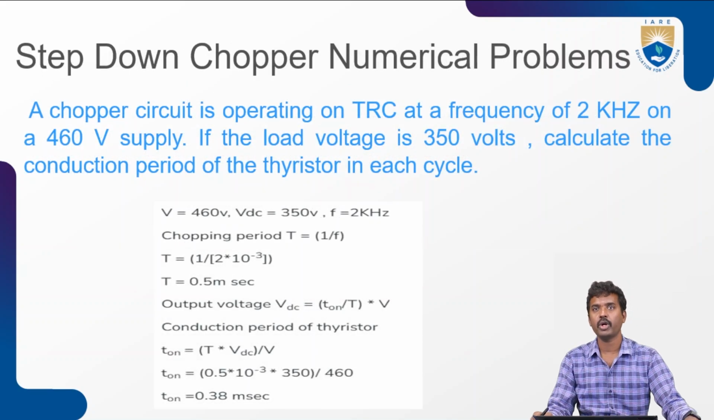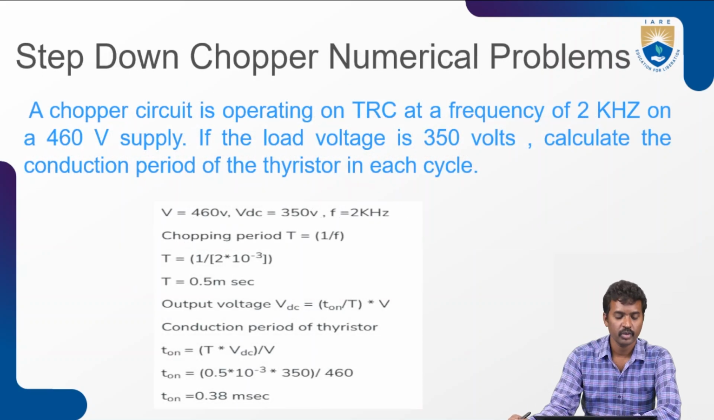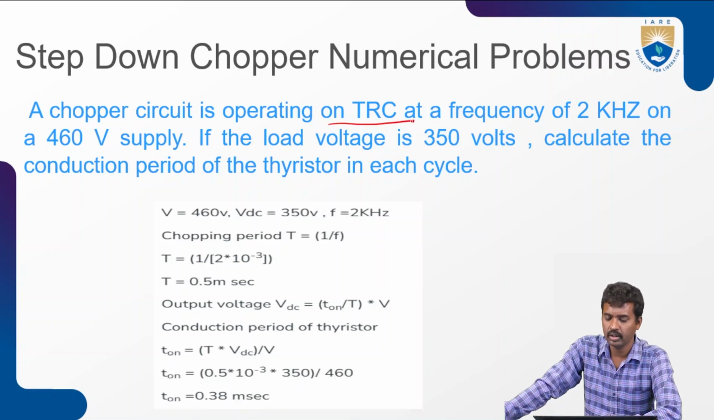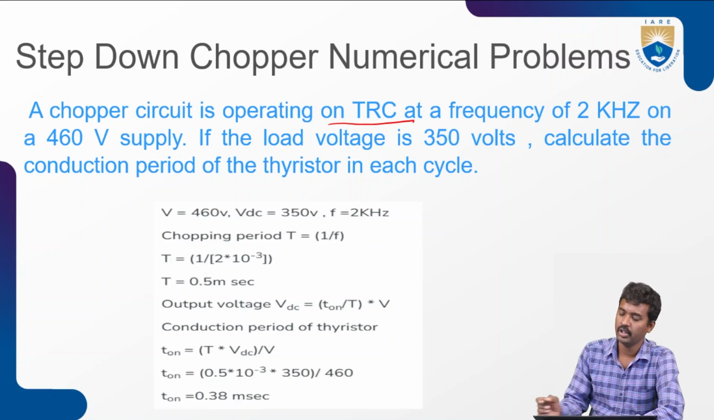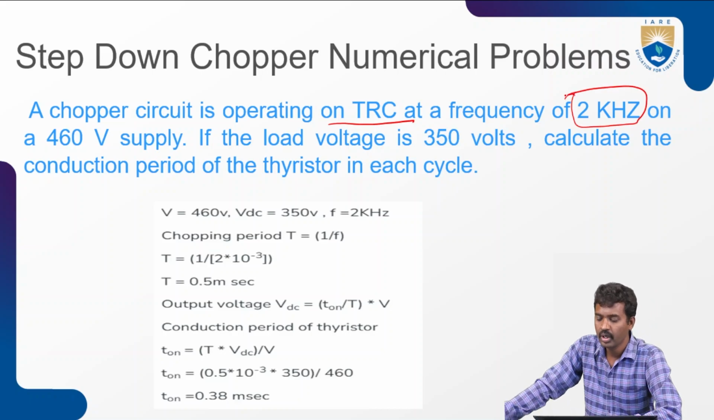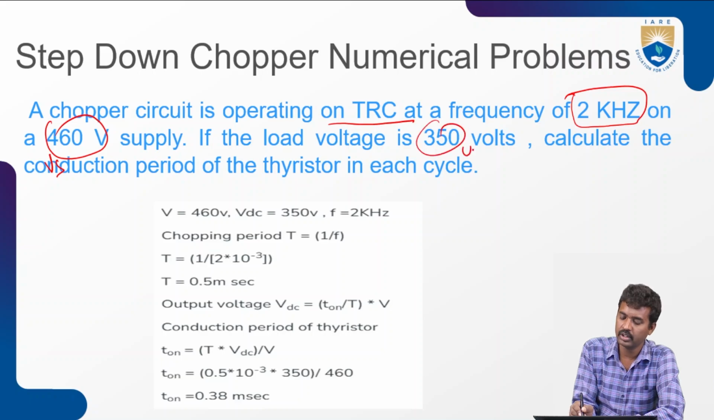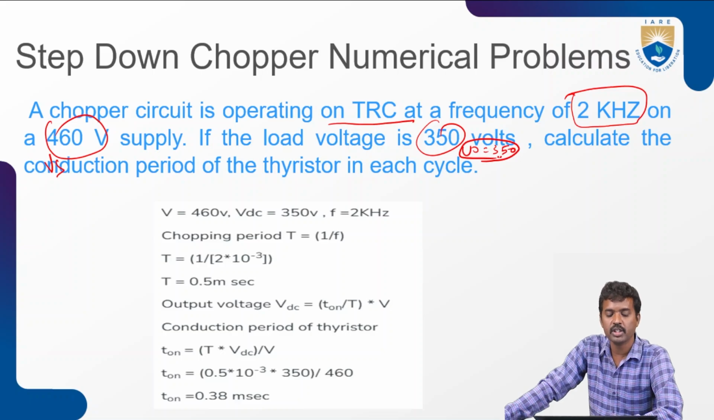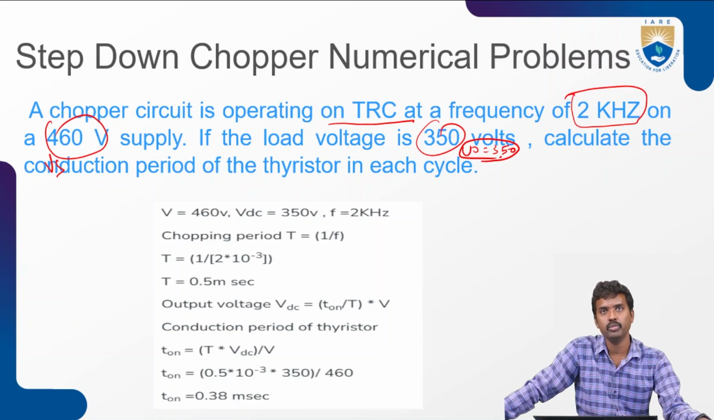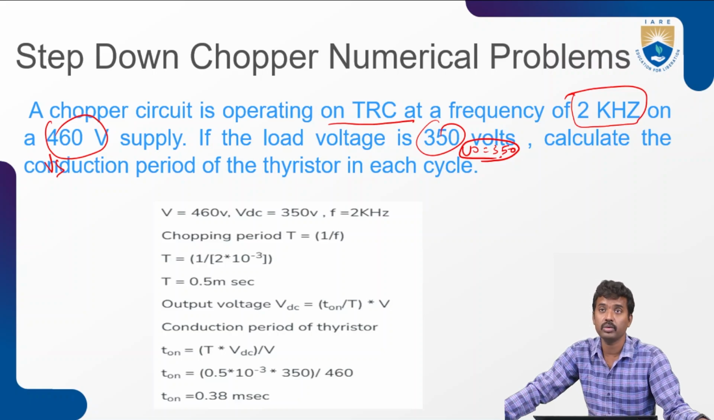And next, here is one problem. The first problem: a chopper circuit is chopping with time ratio control at a frequency of 2 hertz. The supply is 460 volts and the load voltage is 350. So Vs is 460 and V0 is 350. Is it a step down chopper or a step up chopper? The voltage is decreasing, so it is a step down chopper, that means a buck converter.